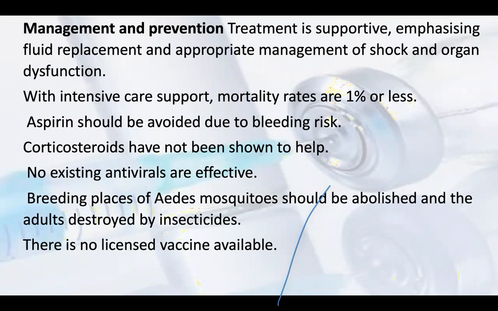Aspirin should be avoided due to bleeding risk. Aspirin and NSAIDs cannot be given in dengue virus infection and dengue hemorrhagic fever. Corticosteroids have not been shown to help. No existing antivirals are effective. Breeding places of Aedes mosquitoes should be abolished and adults destroyed by insecticides. There is no licensed vaccine available for dengue virus.